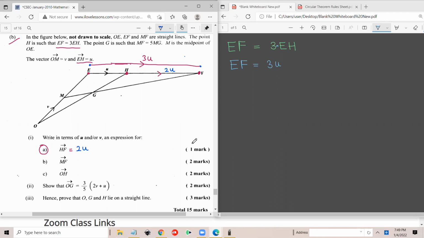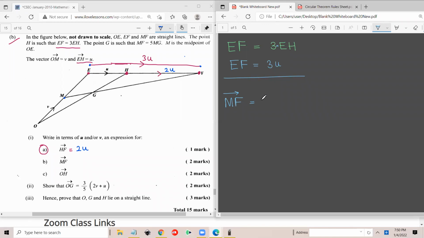Let's get started on part B. Part B, MF. MF is here. M, and we want to go all the way to F. Let's work out a plan first of all. How can we walk from M to F? To walk from M to F, there are plenty of ways. We could go from M to G, G to F. We could go from M to G, G to H, H to F, or we can go from M to E and then walk from E to F. That's the plan I am going to choose.